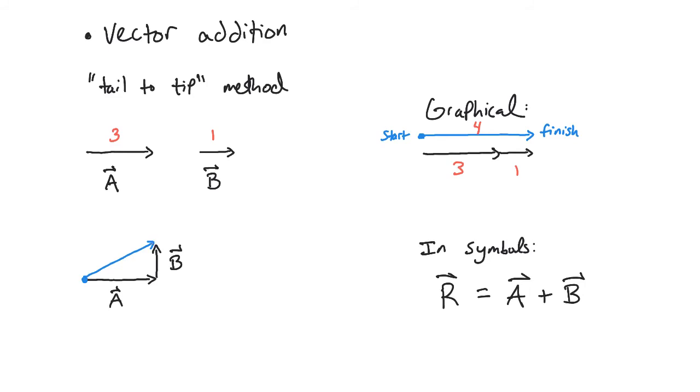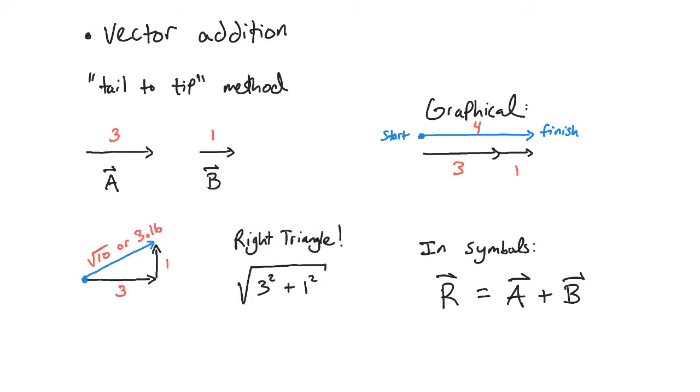I'd like you to pause the video and see if you can figure out the magnitude of this vector now when we add A and B together. Go ahead, try it. So I've worked it out here. And hopefully you saw this is just a right triangle, and you can use the Pythagorean theorem. So you would do 3 squared plus 1 squared and then the radical. And that would give you square root of 10 or 3.16 as shown here.